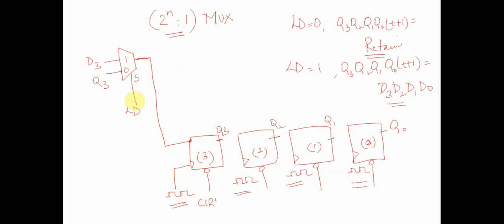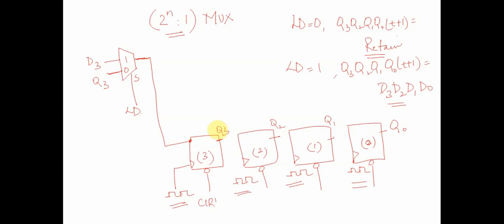Yes, this would, because once load is equal to 0, Q3 will be transferred over here. So D3 will be equal to Q3, and my output, Q3, would be stored, right? Nothing would change over here. Is this clear?